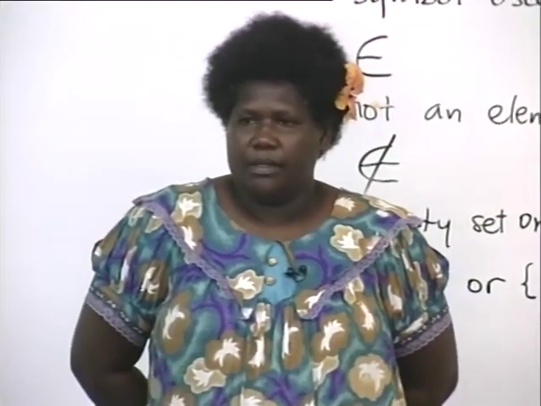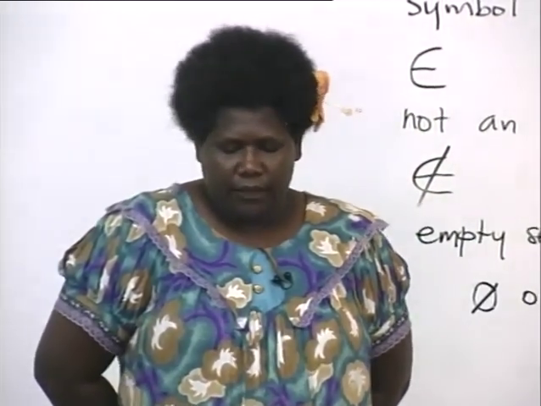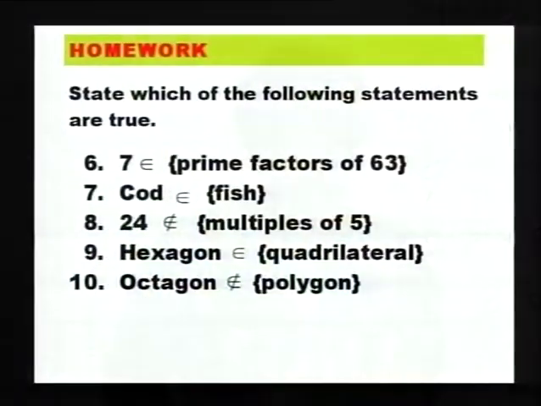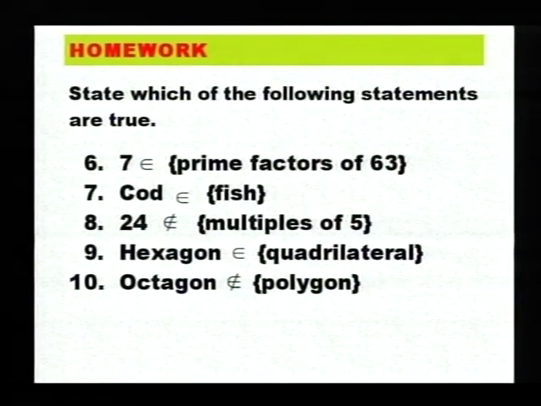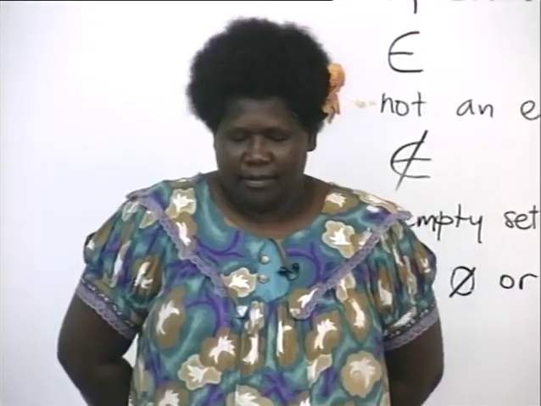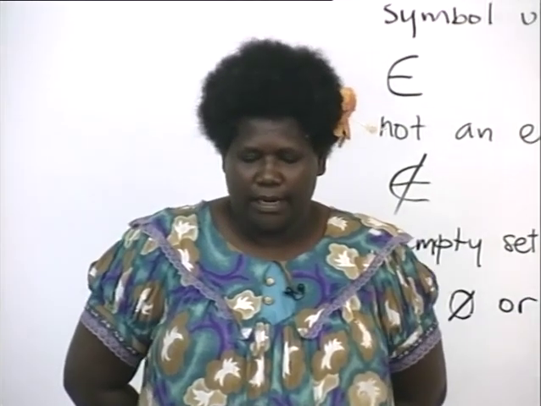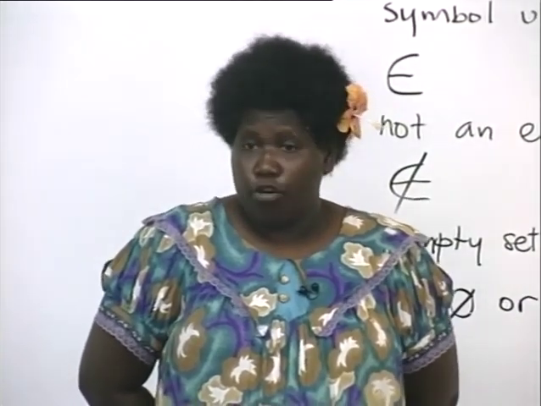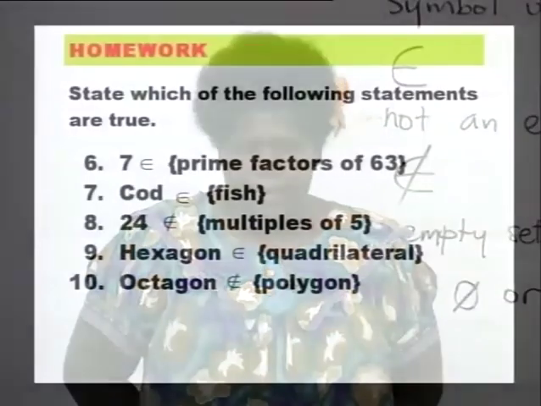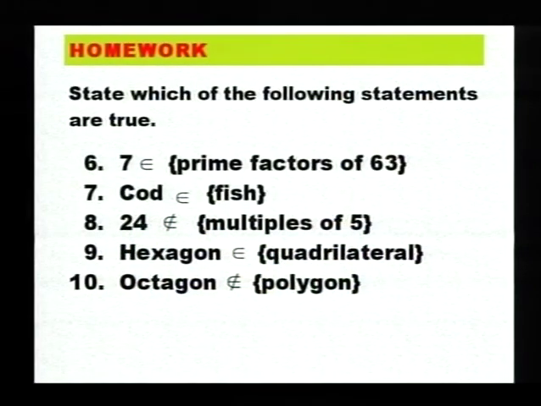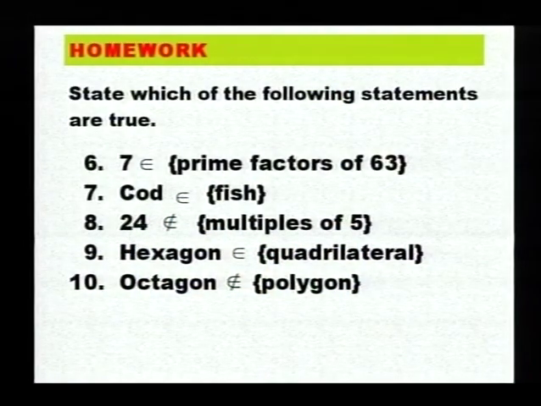It's true. Okay, first 7 is a prime number, and it's a prime factor of 63. Number 7 reads, cod is a fish. True. Okay, a cod is the name of a fish. Is 24 not an element of a set of multiples of 5? 24 is not an element of a set of multiples of 5.